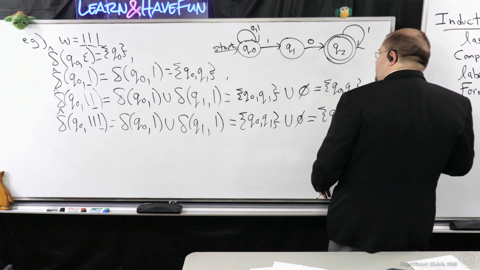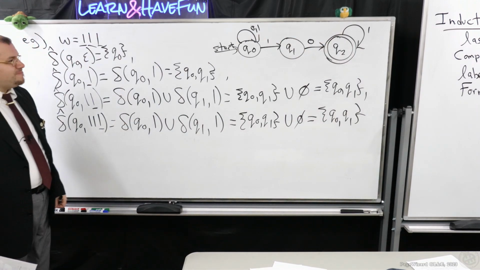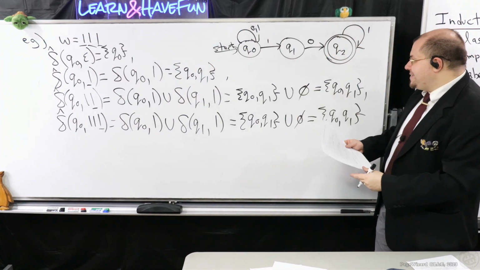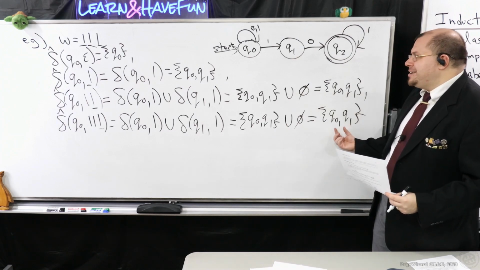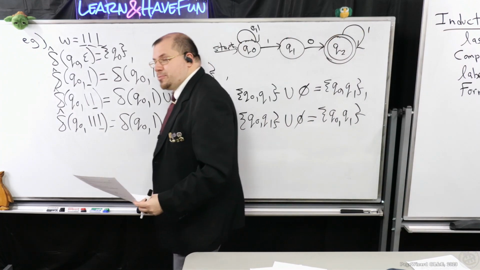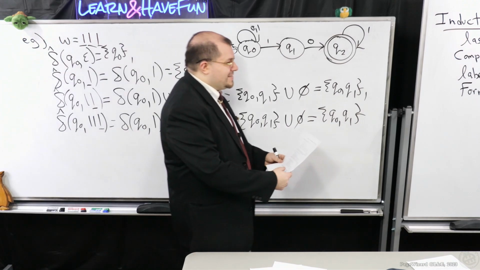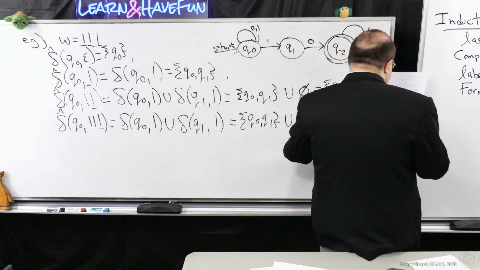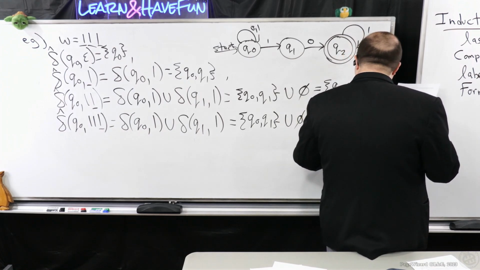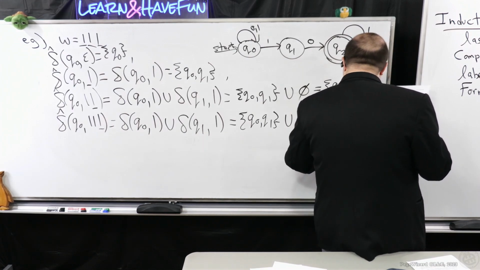Now I have a question for you. Does it accept or reject the string? Does it accept or does it reject? Are any of these states the final state in our NFA? Remember, we only have one. We have Q2. None of them are, right? None of these are. So none of these are in F. So in this case, we would reject, right?